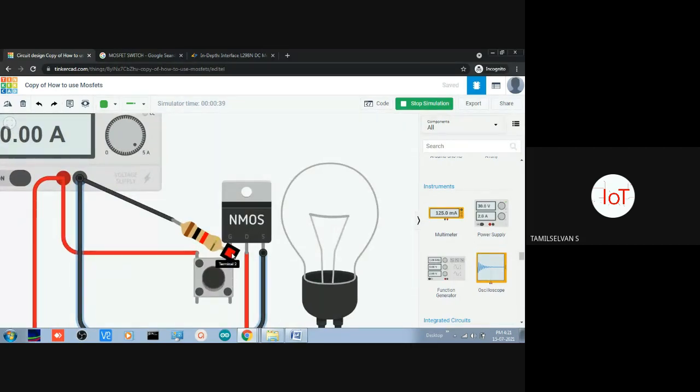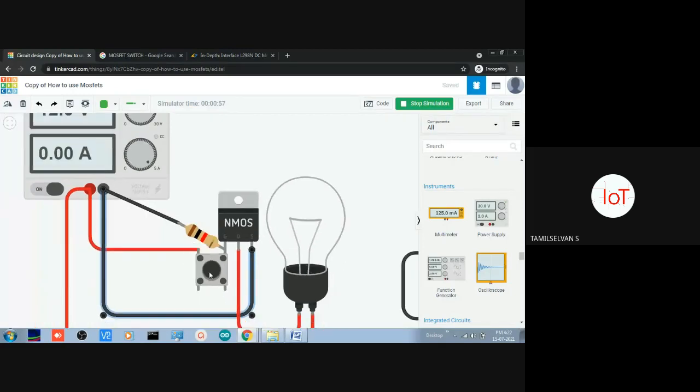Okay, in order to avoid high voltage and high current ratings, I'm just using 1 kilo ohm of resistance, so that the current flow will be in milliamps. If not, then the current flow will be in amps, so that may damage my circuitry. So I'm using one resistor here, and if I press this particular button, what happens?